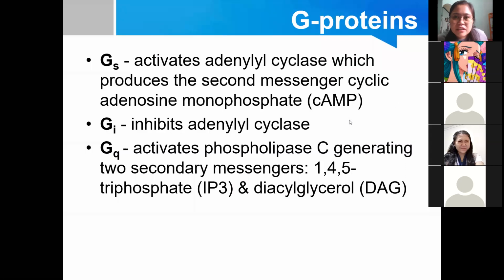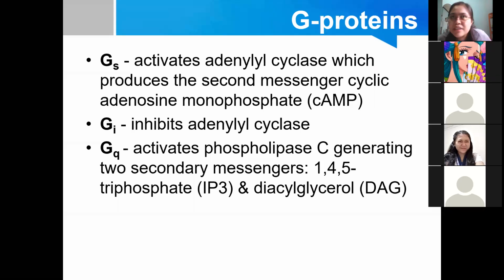So we have three types of G proteins. The S stands for stimulate, or activate. So when your drug binds to the class 2 receptor and the receptor is linked to a GS, adenylyl cyclase is activated or stimulated. This is an enzyme in the body. When this enzyme is activated, the consequence is that it produces a secondary messenger. The G protein is also a messenger. So we have a secondary messenger called cAMP, cyclic adenosine monophosphate.